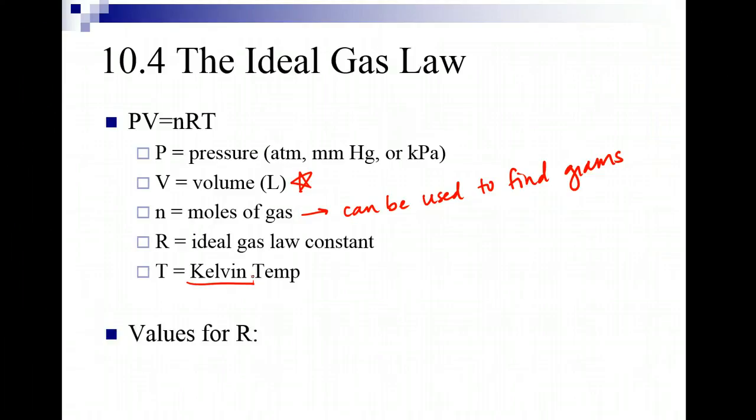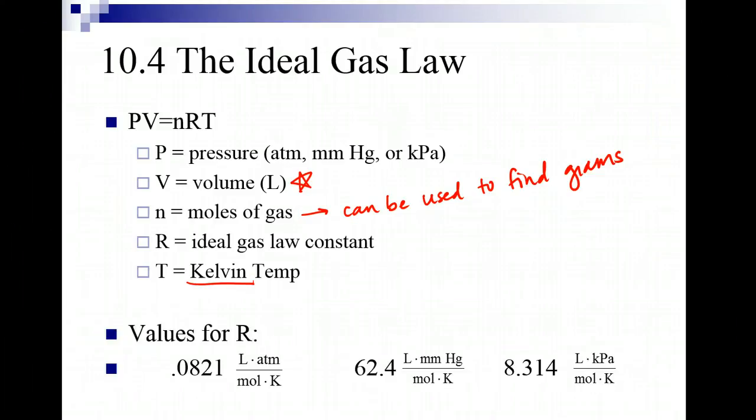Now there are 3 different values of R. The numerical values are 0.0821, 62.4, and 8.314. And as you look at the 3 values for R, obviously the numbers are different, but aside from that, the labels, if you take a look at those, all of them have liters in the numerator, and all of them have moles Kelvin in the denominator.